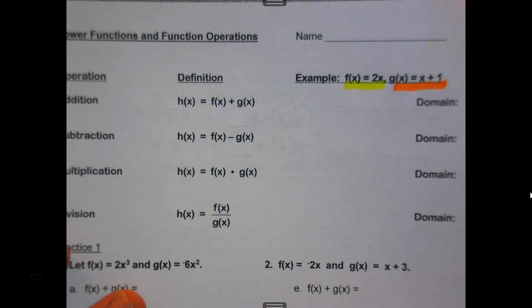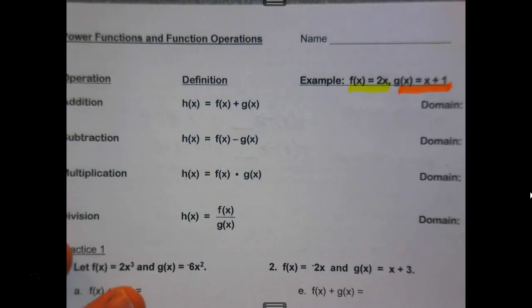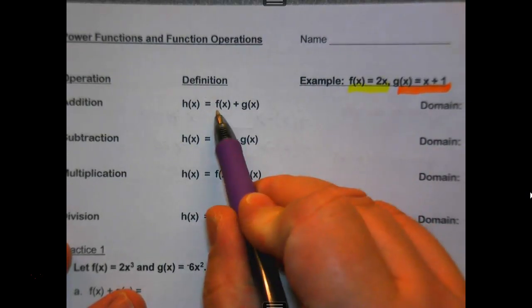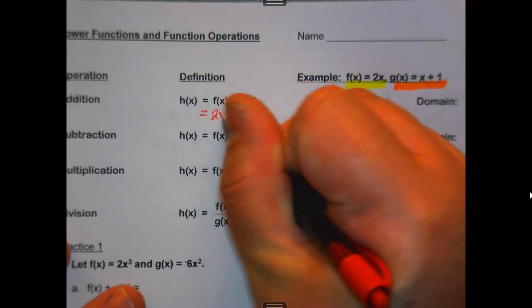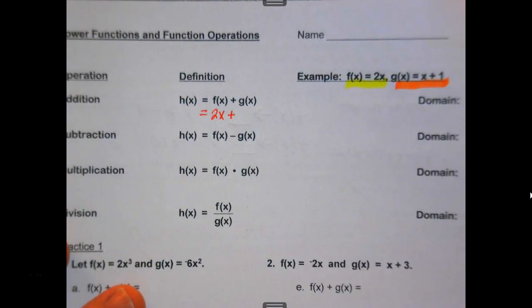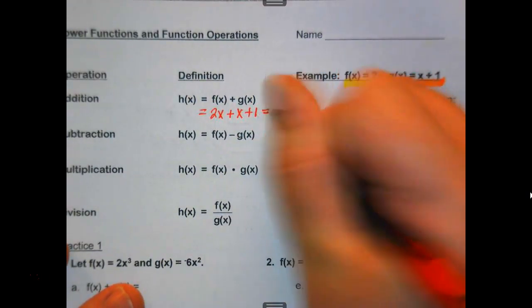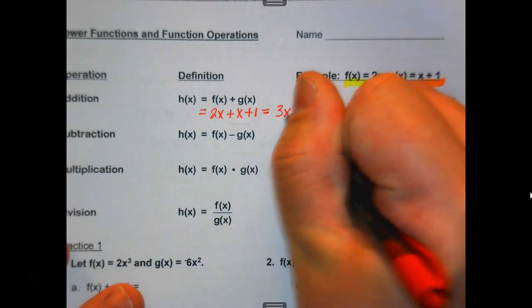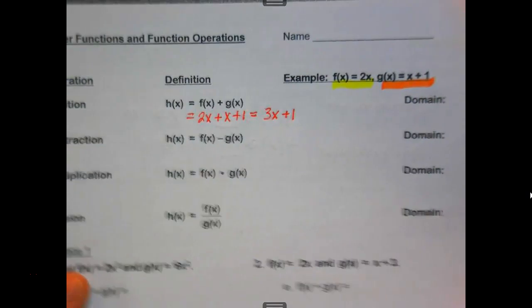The h of x. We're going to create a new function called the h of x, and we're going to create that by taking the f of x function and adding to it the g of x function. So what is the f of x function? 2x. And what is the g of x function? So what's my h of x function? 3x plus 1.